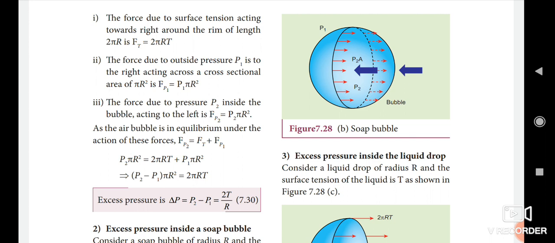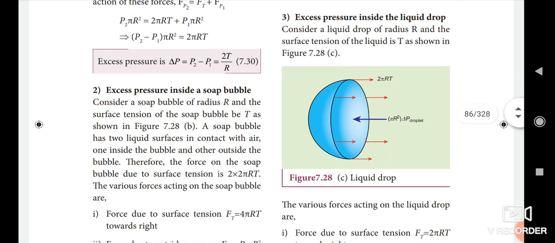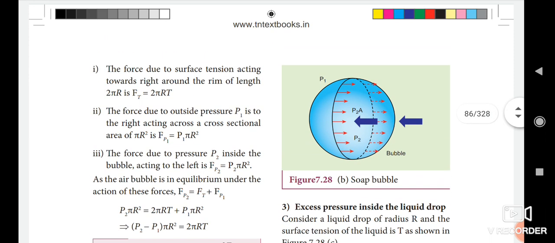Here first, the force due to surface tension acting towards the right side. See the figure. Now the force is acting on the right side of the rim, so the length is taken as 2 pi r. So the surface tension force Ft is equal to 2 pi r T. Do you all understand? Then the second point, the force due to outside pressure. Now we take the force due to the outside pressure.